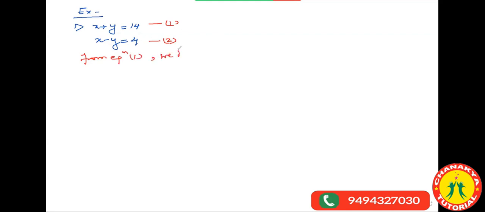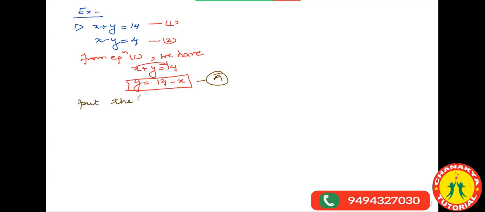So we have x plus y is equal to 14. Now you can find the value of y also. So I am finding the value of y here. It will be 14, and transpose this x to the right-hand side. It will be 14 minus x. Clear, children? Yes, ma'am.